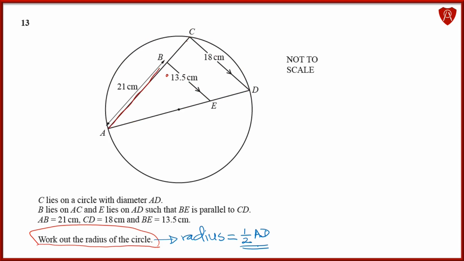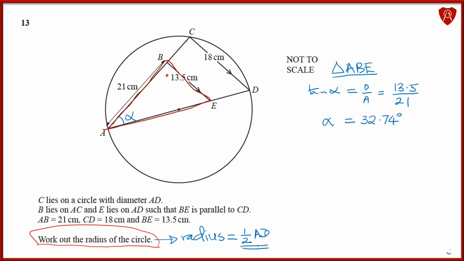Let us start by focusing on this triangle. Triangle ABE is a right angle. And we can write an expression for tan of alpha. Let's call this angle here alpha. Tan alpha is opposite over adjacent, which is 13.5 over 21. We can evaluate that using our calculator. So we find that alpha is 32.74 degrees.